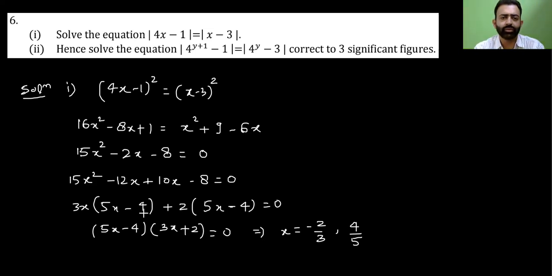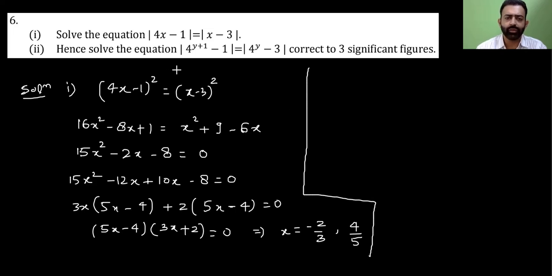Second says, hence we have to solve this equation correct to 3 significant figures. So let me utilize this space. As you can notice here, 4 raised to power y plus 1 is there, and here we have 4x minus 1. Since it says hence, that means using the solution of the first part, we have to solve this equation. We may solve directly, but if it says hence, that means some portion of the first part has to be used.